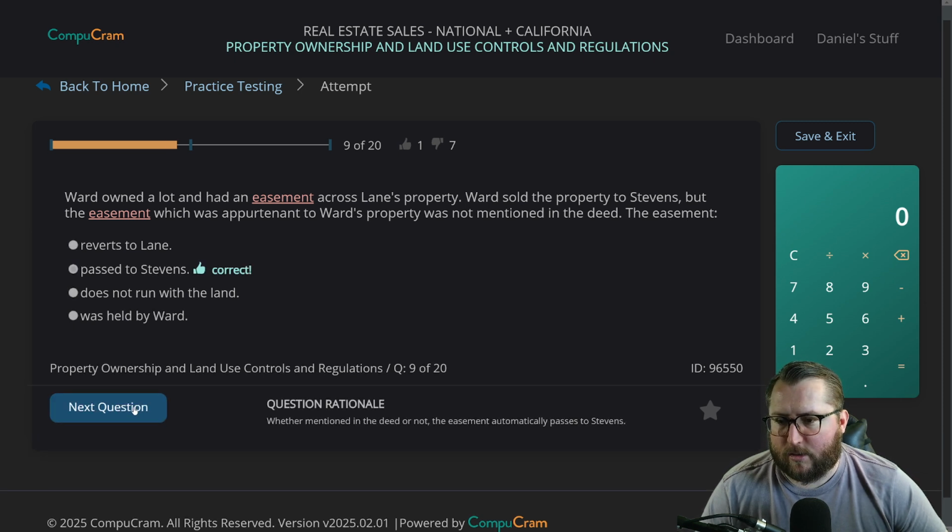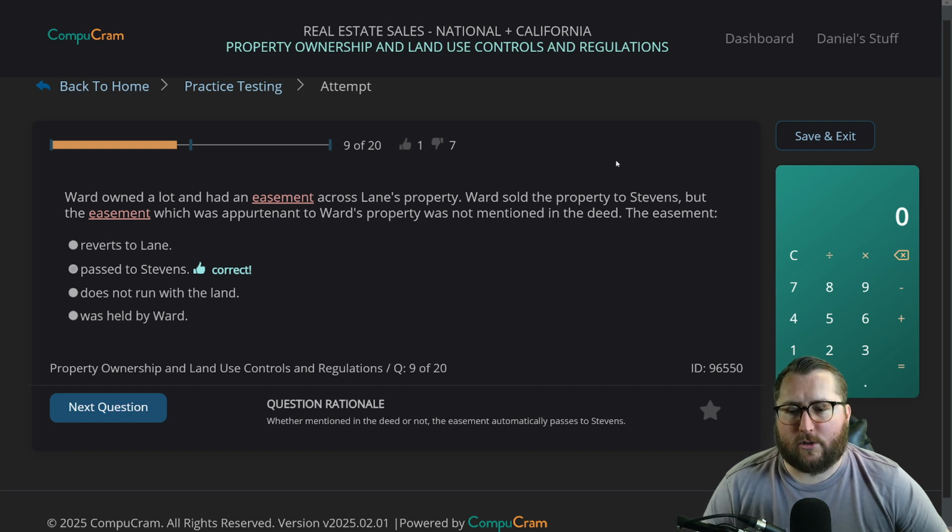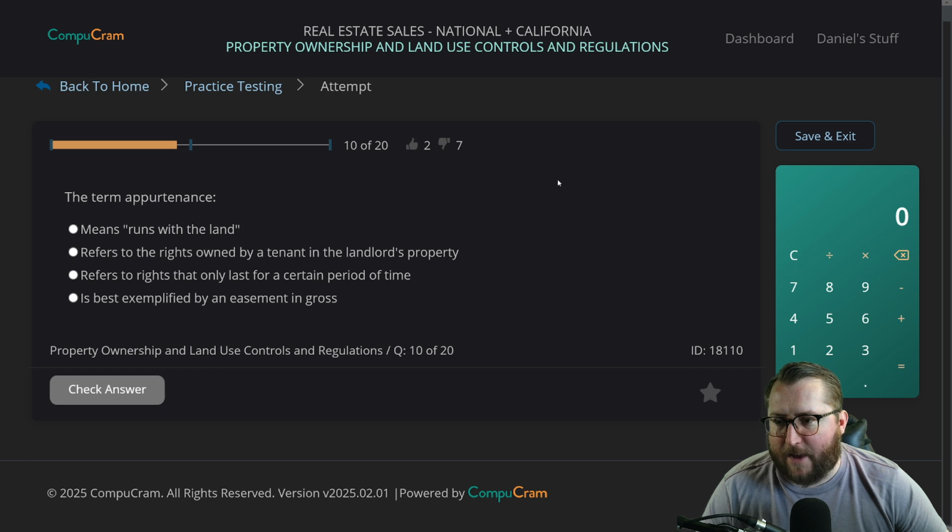Let's see. Correct. Nice. Question rationale. Whether mentioned in the deed or not, the easement automatically passes to Stevens, the new buyer. Question 10. Halfway through, guys.